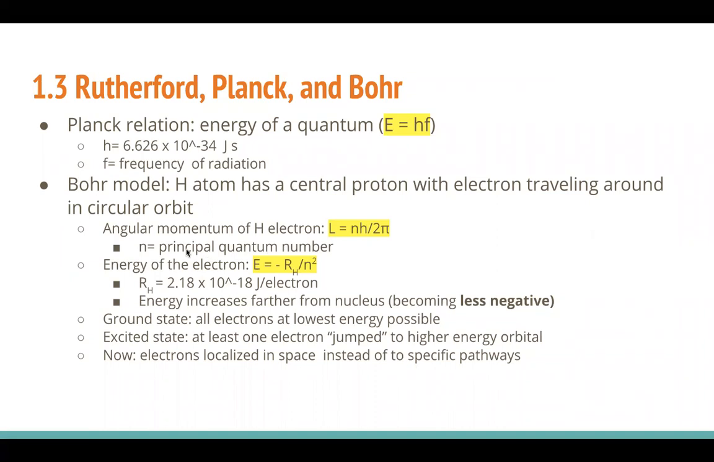Basically, the angular momentum of a hydrogen electron, L, is equal to nh over 2 pi. Here n is the principal quantum number, which is just the energy shell of the electron. We'll go over what principal quantum numbers are in the next few slides. And the energy of an electron is minus R_H over n squared, where R_H is Rydberg's unit of energy.